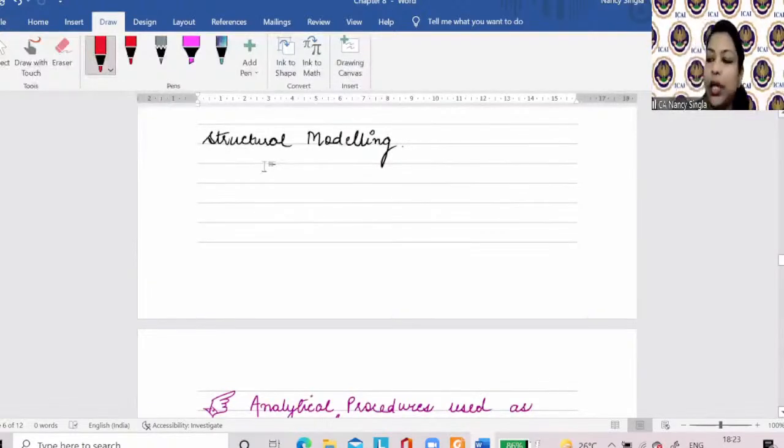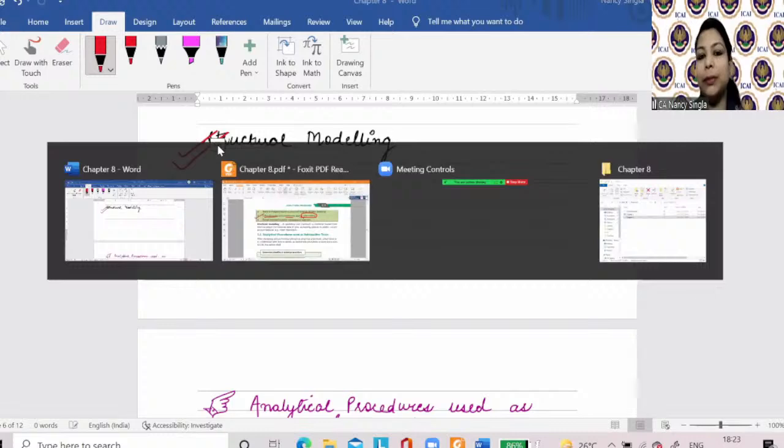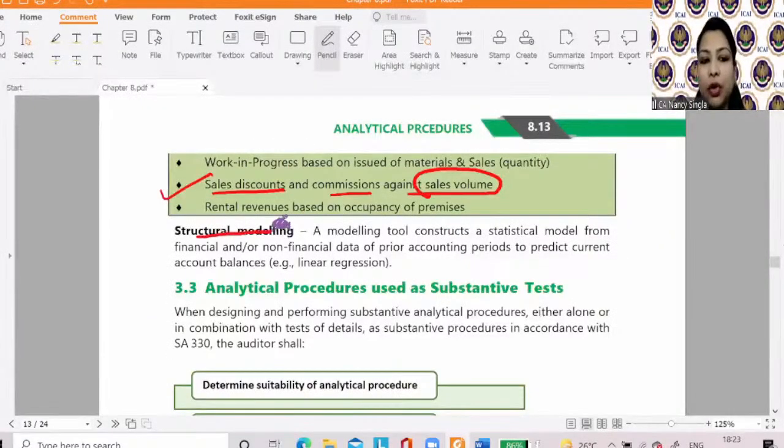And the last is what? Structural modeling. Okay? Last is what? Structural modeling. So what is structural modeling? Students, see, when the auditor is using certain statistical models, you must have done statistics in your foundation now. So there you must have done linear regression, whereby you try to calculate one variable which is dependent upon the other variable. Okay? So a modeling tool, what is structural modeling?